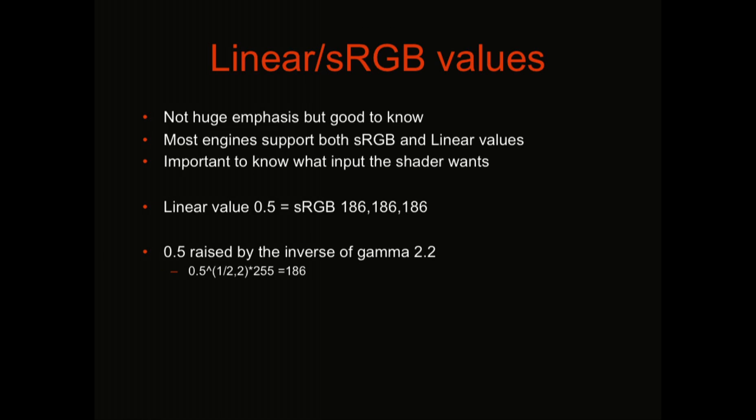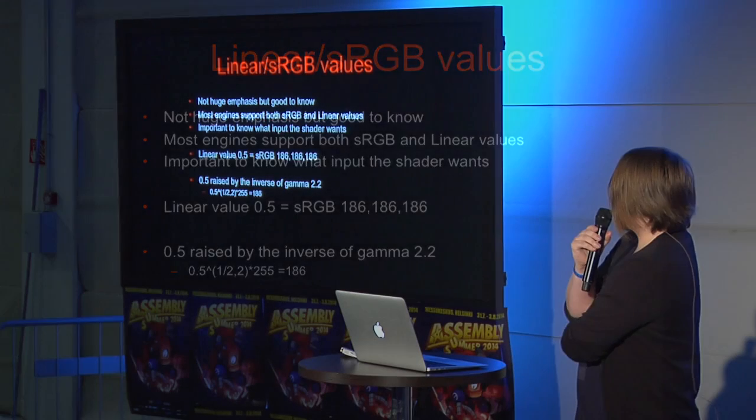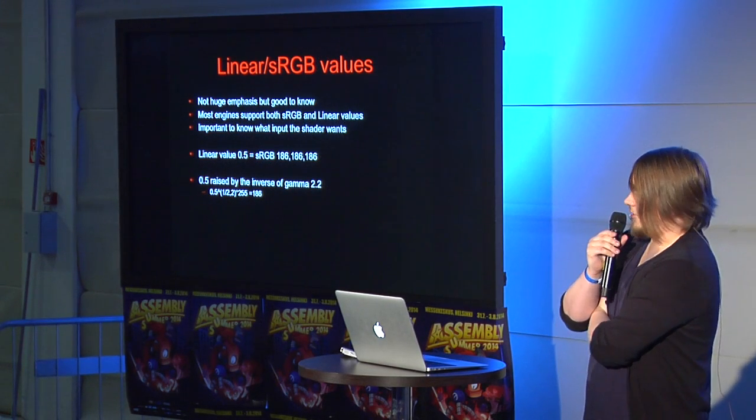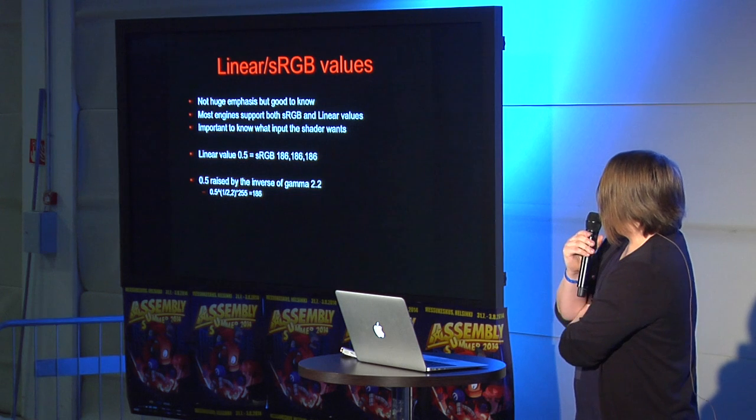And it's also important to know that the linear value of 0.5 isn't actually 128, which would be the middle point between 0 and 255, but it's 186, 186, 186. This is because when converting linear values to gamma values, we need to raise them by the inverse of gamma, 2.2. And you can see the simple calculation there, which defines the 0.5 for gamma.